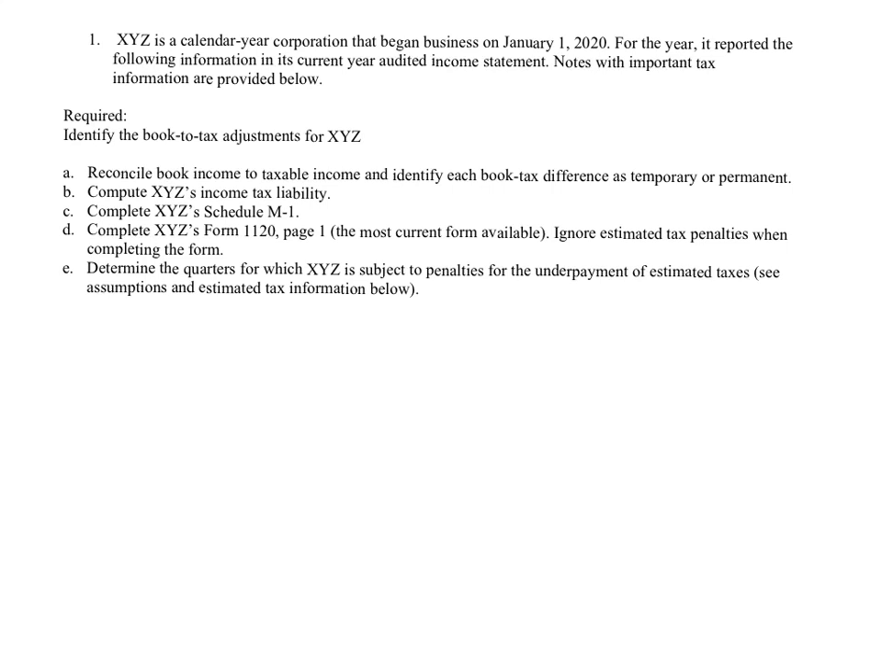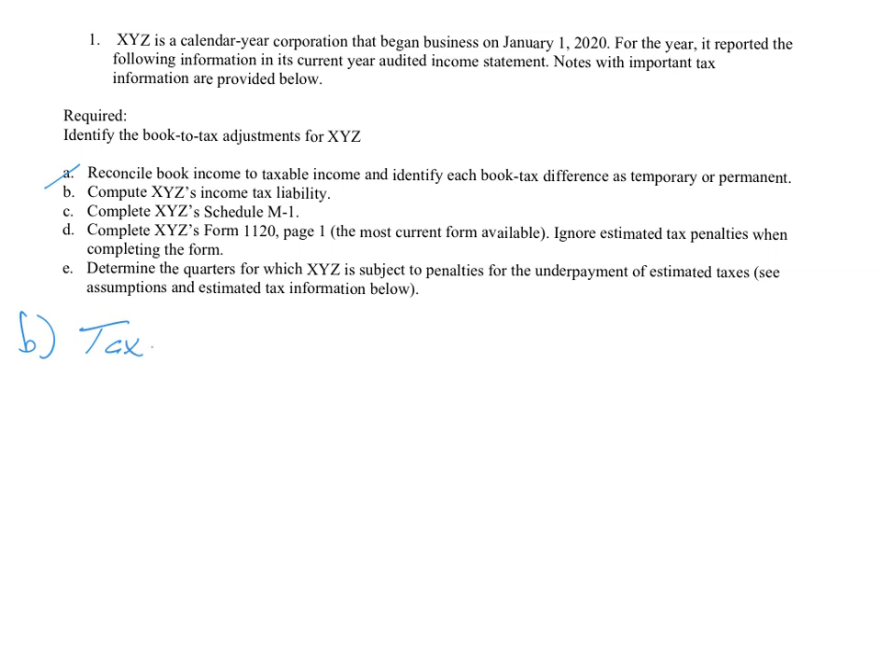All right, so this is a continuation of the Chapter 5 XYZ problem. And we did part A in the other video. So that part's done. So computing XYZ's income tax liability. Well, that's fairly straightforward, but we can do it rather quickly here because all we need is the taxable income.